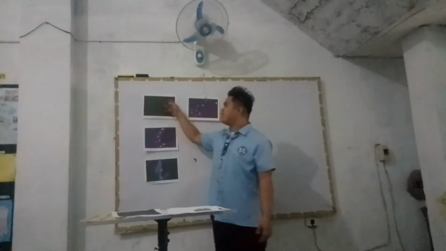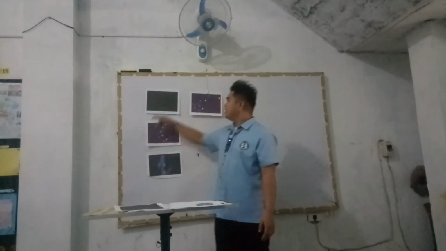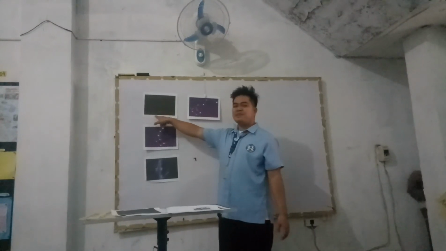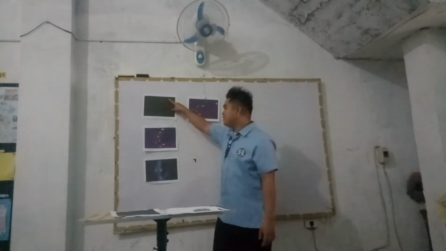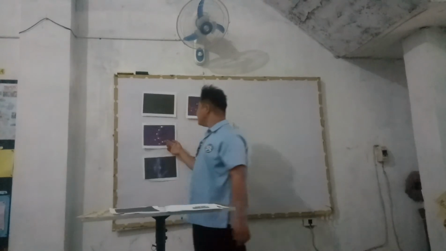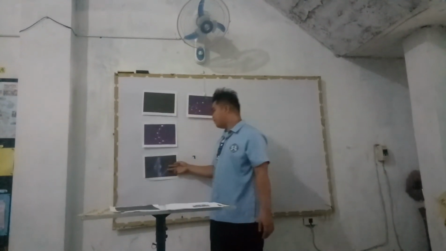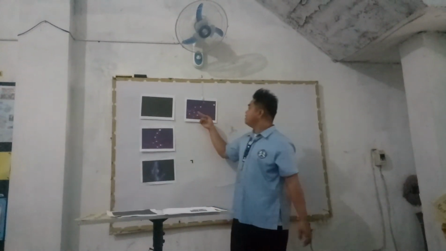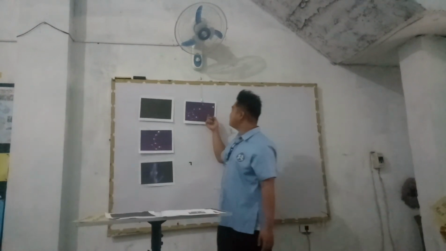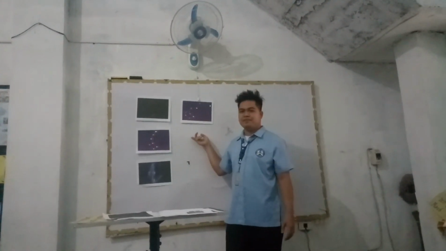Already done? Yes, sir. Okay, so what is the answer to 1 and 2? This is Ursa Major and Ursa Minor. The second one is Ursa Minor. This one is Draco. The fifth one is Carina. Did you get all that correct? Yes, sir. Alright, I think everyone has a perfect score today.